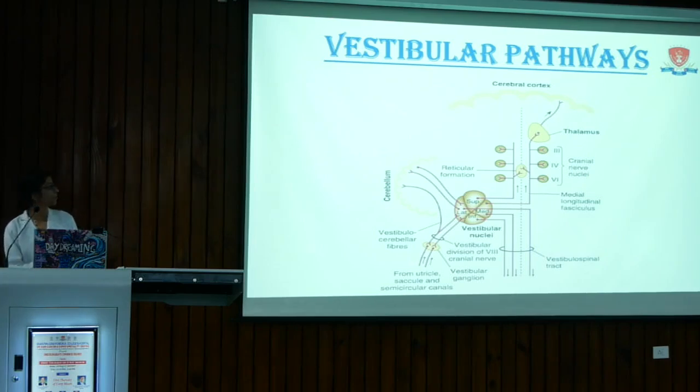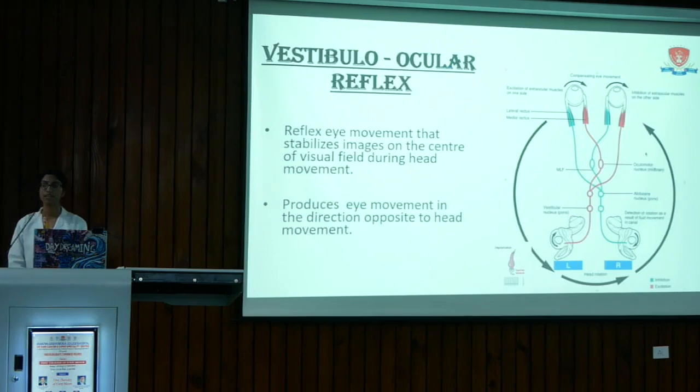Impulses from the superior and the medial subnuclei are taken through the medial longitudinal fasciculus to the oculomotor, trochlear, and abducent cranial nerve nuclei, which stimulate the eye muscles. This is known as the vestibulo-ocular reflex. When the head is rotated in the left direction, the eyes move towards the left direction in order to maintain focus at a specific point.